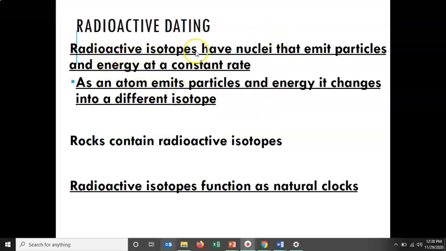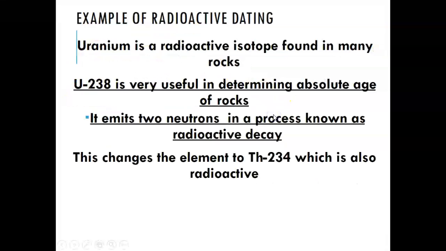Radioactive isotopes have nuclei that emit particles and energy at a constant rate. We're going to talk about what that constant rate is today. As an atom emits particles and energy, it changes into a different isotope. Let's talk about what this looks like in science.